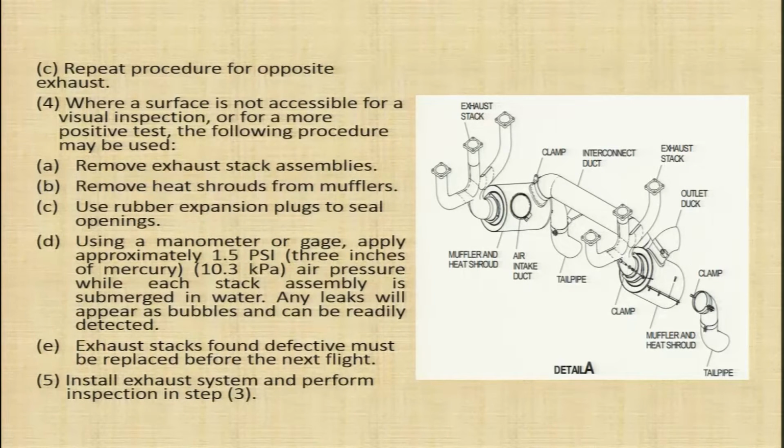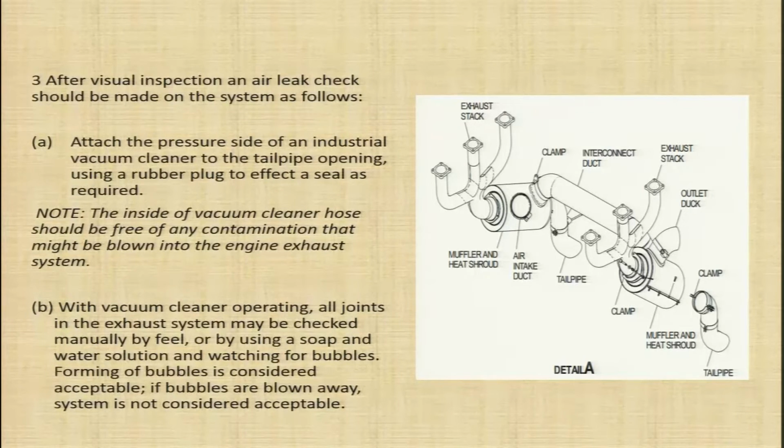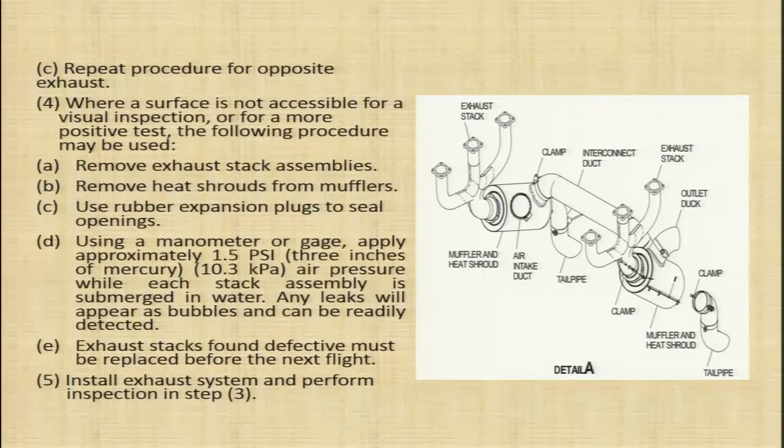In case you find any defect in the exhaust system, it should be either repaired or replaced before the next flight. Install the exhaust system and perform inspection as in step 3. So, after performing the leak test, the exhaust system is installed back, and the inspection mentioned in point number 3, that is the visual inspection, should again be carried out.